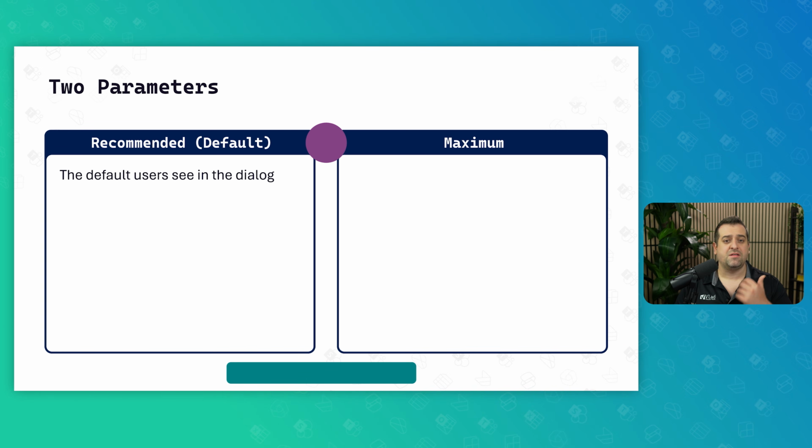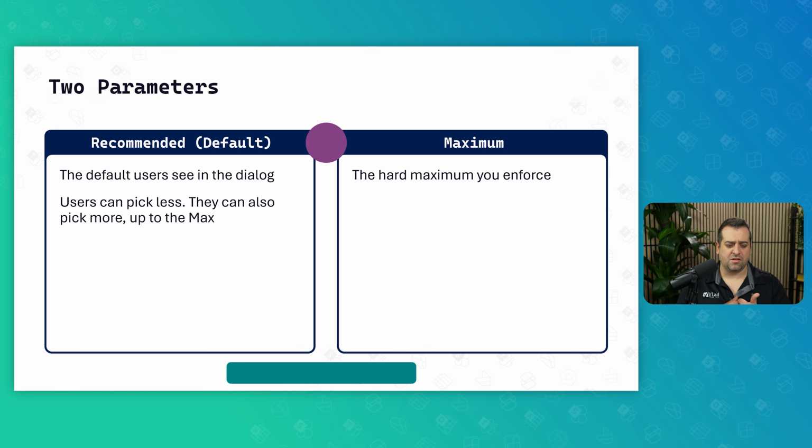The way that Microsoft built it, you actually get 2 settings to work with, not just one. The first is the recommended default, and that's the value that users see pre-filled when they create a people in your organization link. They can pick less, they can also pick more, all the way up to the maximum that you set. Now the maximum, this is the hard ceiling. This is the one that users cannot go above inside your tenant. And for both of those, you can set the value between 7 and 720 days. So 1 week to basically 2 years.